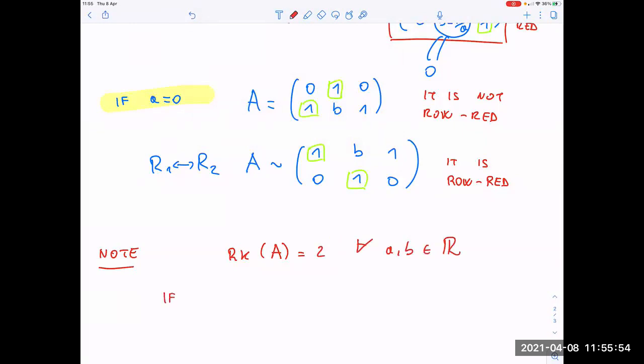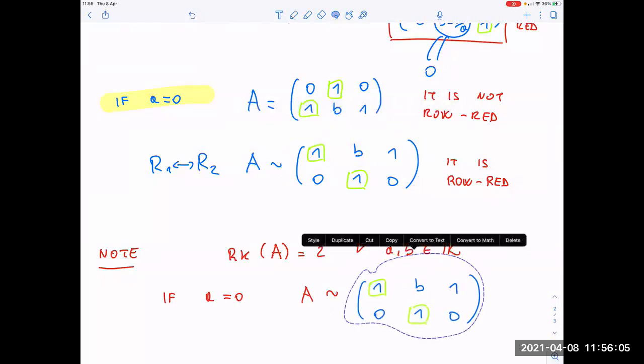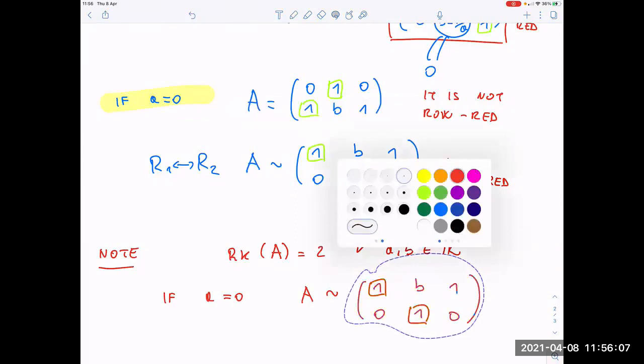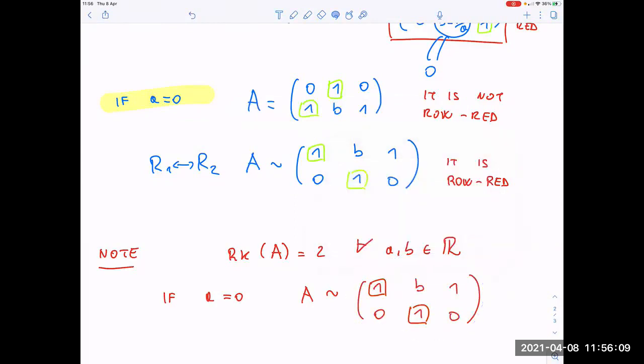If A is 0, then A is row equivalent to this matrix here. So copy paste, and let's make it like this. So it is row reduced, the one we wrote now, and it has 2 markers. So it has rank 2, 2 non-zero rows in a row reduced form.